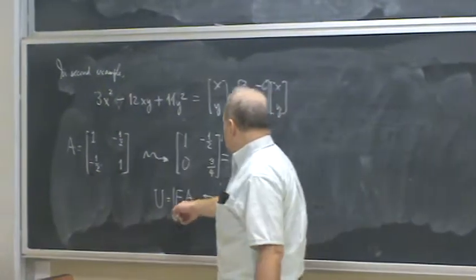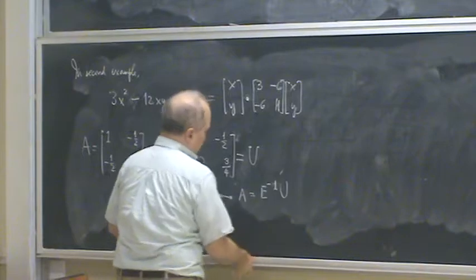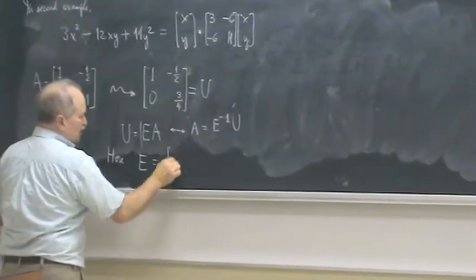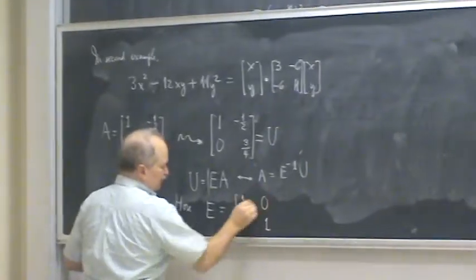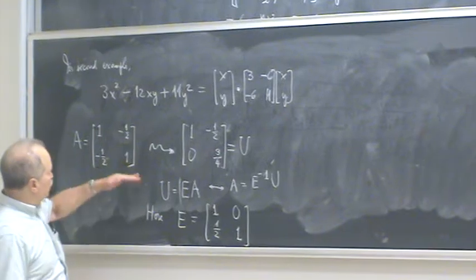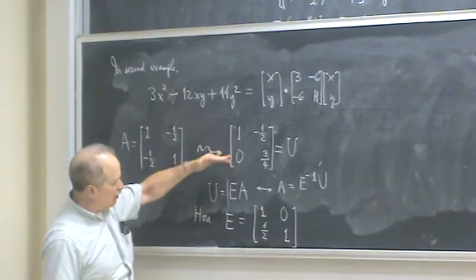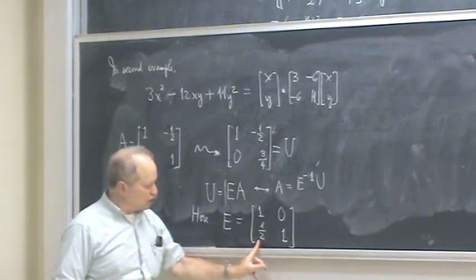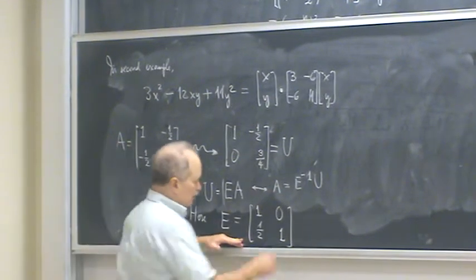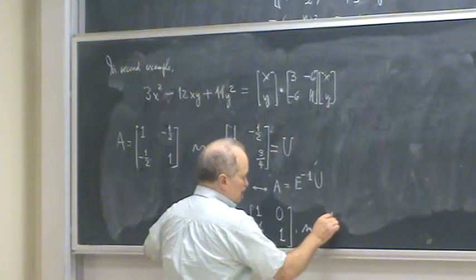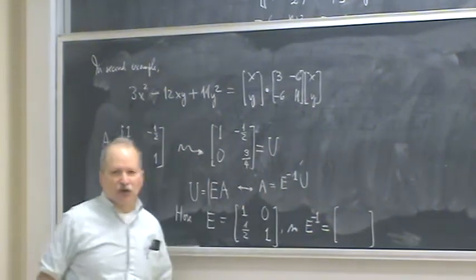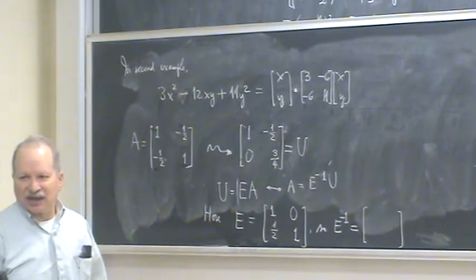So what's my E here? In this case, 1, 0, 1/2, 1. Is that right? Yep. What did we do? We kept the first row the same, and we added half the first row to the second row. So that's my E. So what's E inverse? You don't have to go through all the algorithms. You can just think.